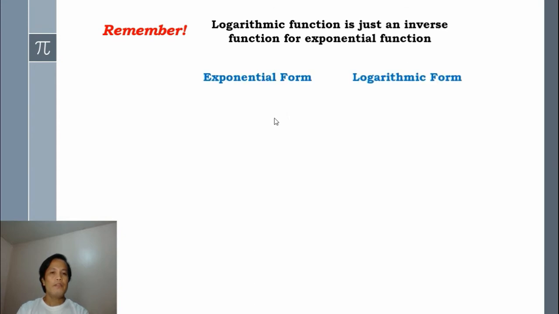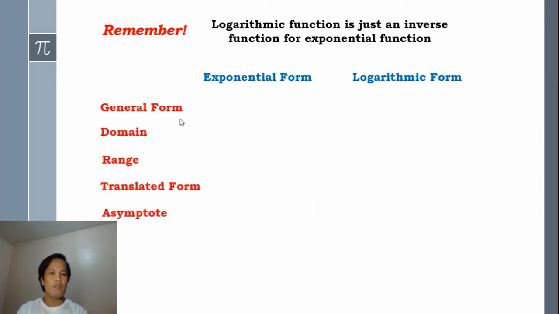Let us first compare the exponential function to the logarithmic function in terms of the general form, the domain, the range, the translated form, and the asymptote. The general form for the exponential function is y equals b raised to x, while the general form for the logarithmic function is y equals log of x base b.